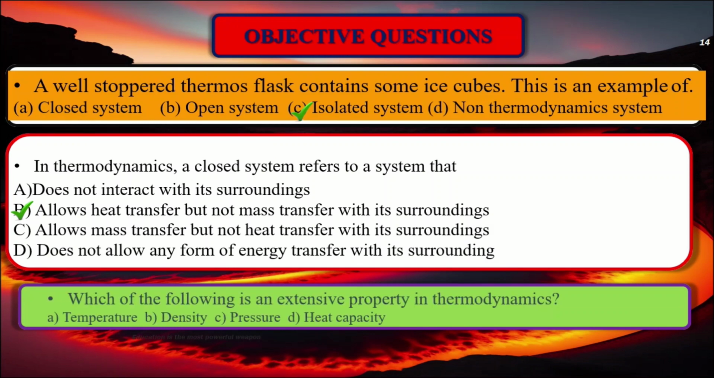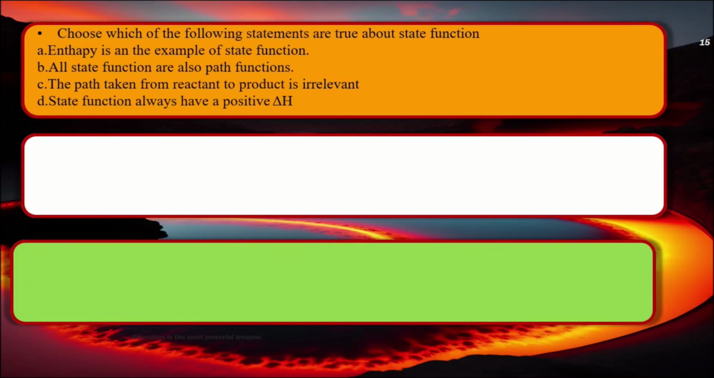Next question, which of the following is an extensive property in thermodynamics? Options are temperature, density, pressure, heat capacity. The correct answer is heat capacity. Next one, choose which of the following statements are true about state function. Option A, enthalpy is an example of state function. B, all state functions are also path functions. C, the path taken from reactant to product is irrelevant. D, state functions always have a positive delta H. The correct answer is C, the path taken from reactant to product is irrelevant.